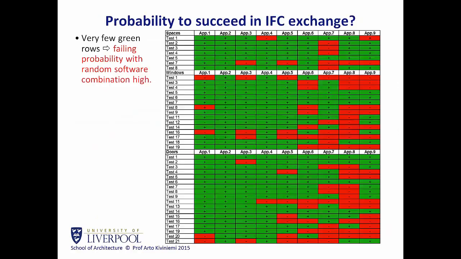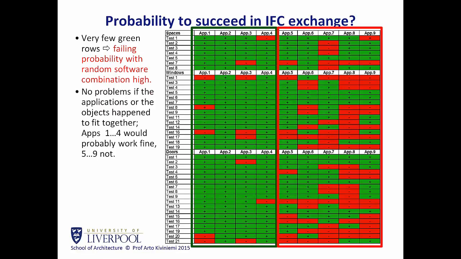But when you start thinking about this on the project level, I have taken the three object classes here, spaces, windows and doors, where we had quite a lot of problems. And when you look at this, there are basically very few places where the test cases have been okay in all software products. That means that if you are using, let's say, in your project applications 1, 2, 3 and 4, it's probably working fine.